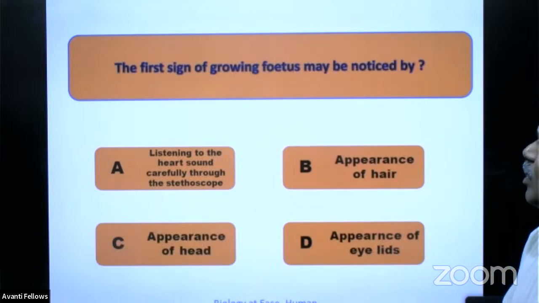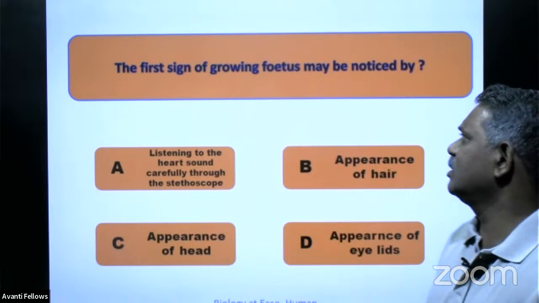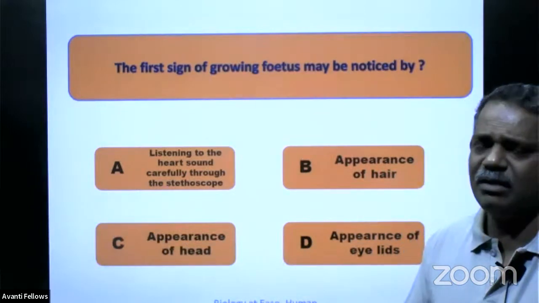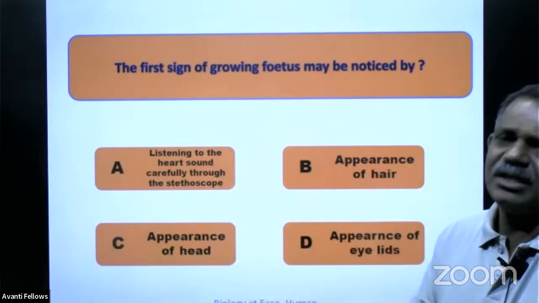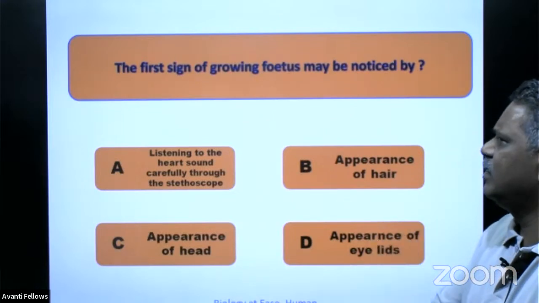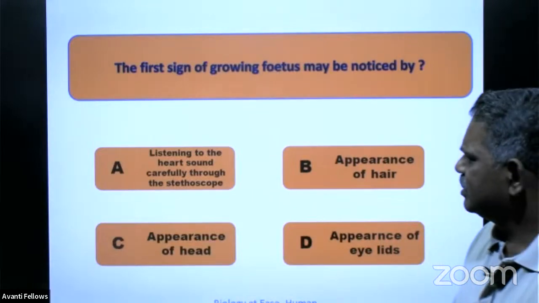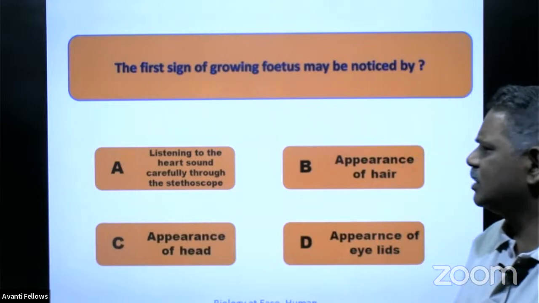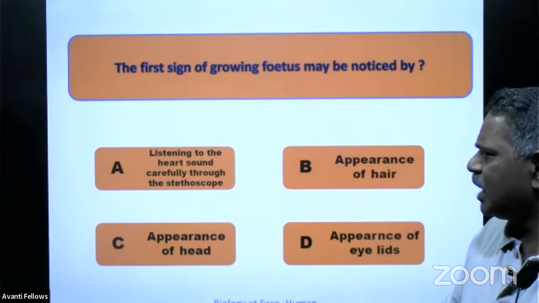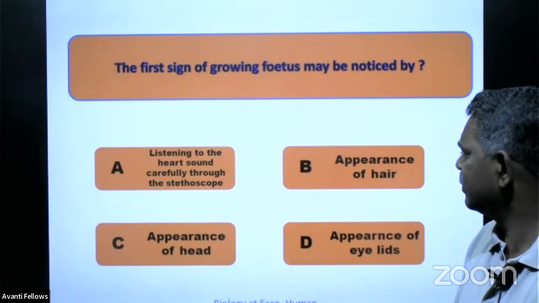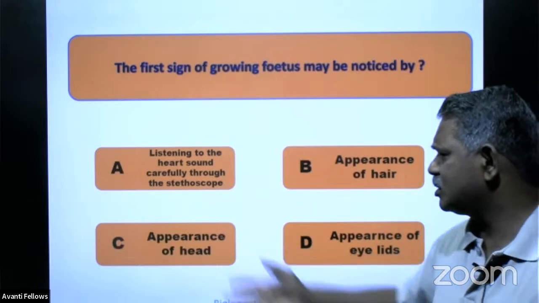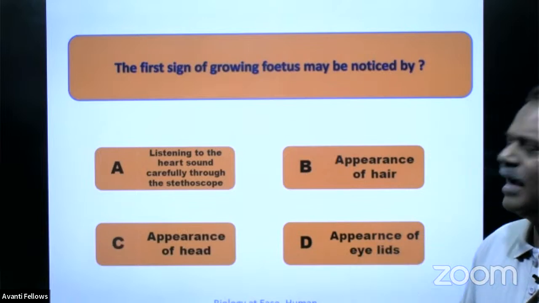Then, first sign of growing fetus may be noticed. Whenever we approach a doctor due to the detection of pregnancy, immediately the doctor will check the uterine part and find out the first sign of the growing fetus. Is it listening to the heart sound carefully through the stethoscope, where the doctor keeps the stethoscope and gets the heart sound of the developing fetus? Then appearance of hair, appearance of the head, and appearance of the eyelids.